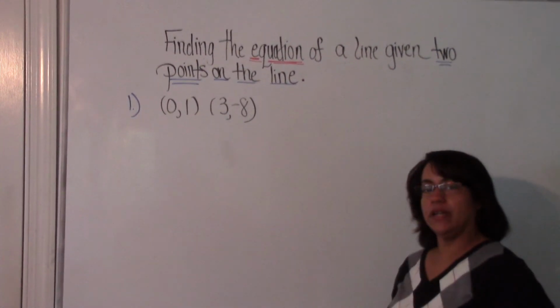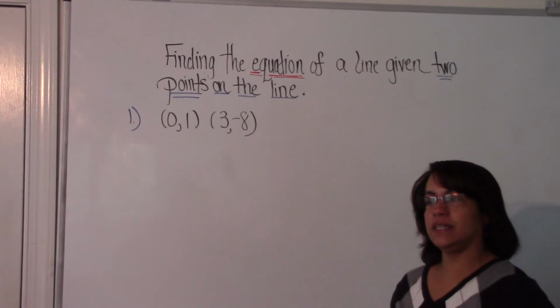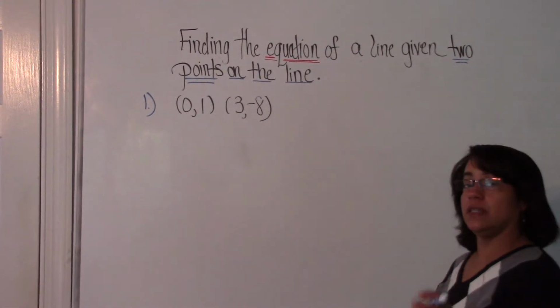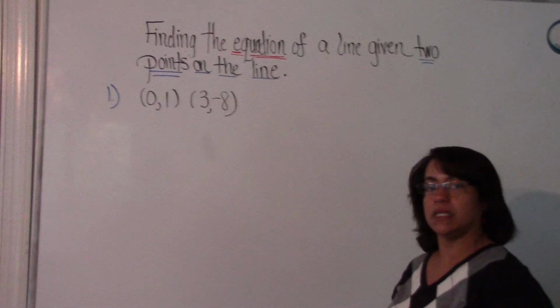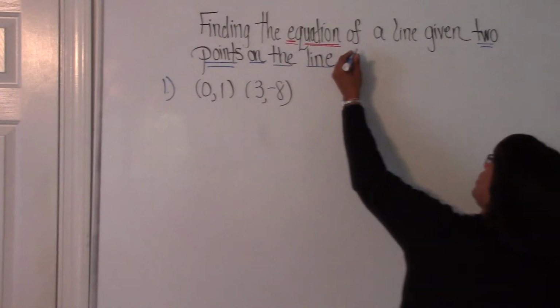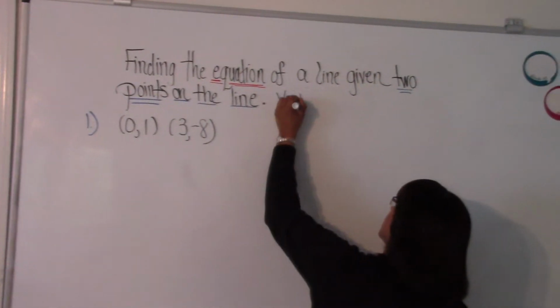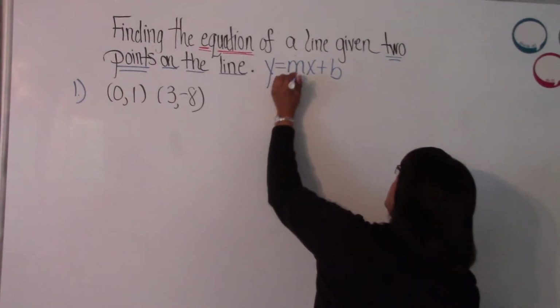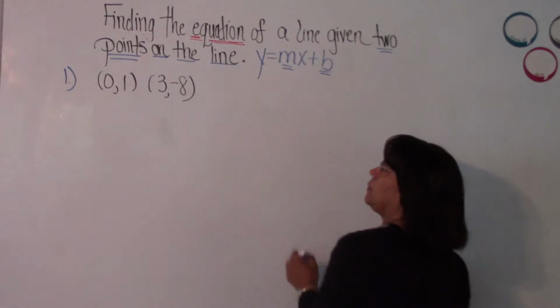Okay, now we're going to learn how to find the equation of a line given 2 points on the line. So what we need is, we're going to put our line in slope-intercept form, y equals mx plus b. I'll write that up here. So we need our slope, m, and our y-intercept, b.